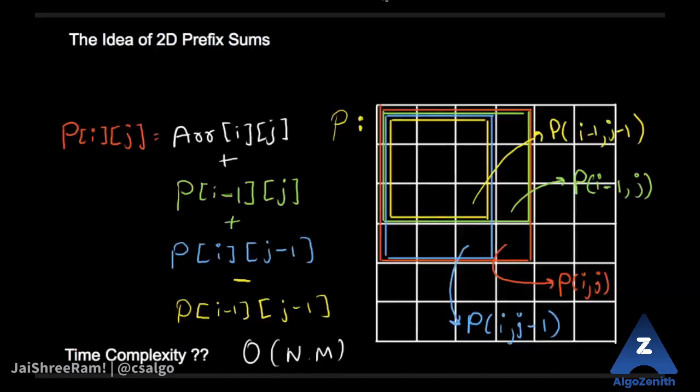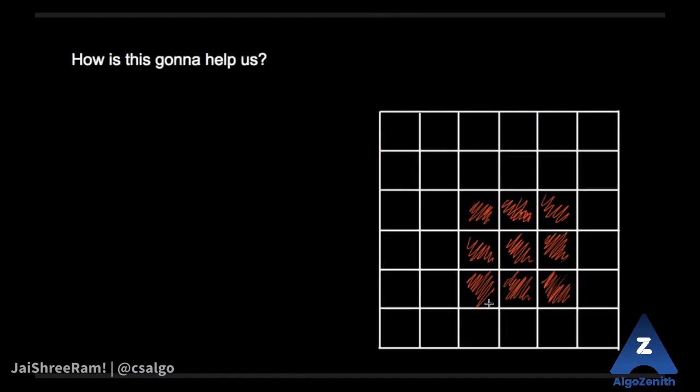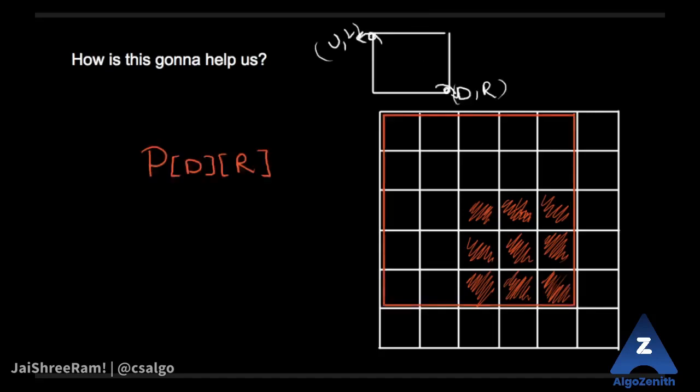so how is building this P array going to help us calculate any random rectangle? Okay, so suppose we need to find the sum of this region that is shaded in red. Okay, so we first of all add the value P of d r. So d r is the lowermost point, right, the downmost right point. So that is this cell. So if we add the P value of this, we have added this whole red region into our answer, right?